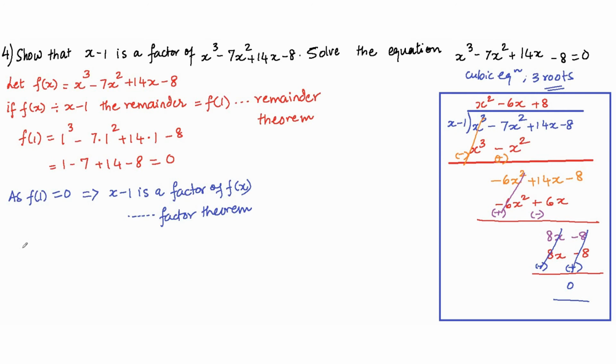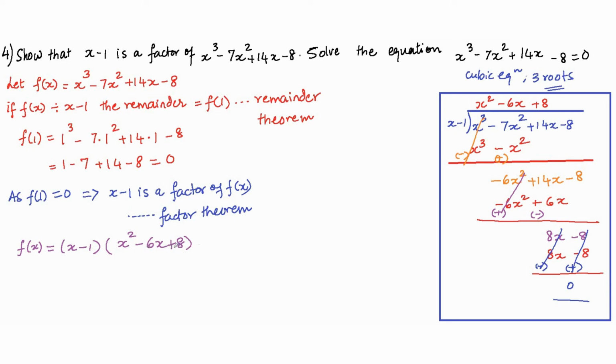So now if you notice, my f of x is, let's write it in the factorized form. F of x is the divisor multiplied by the quotient, that's x square minus 6x plus 8, and plus the remainder is 0. And that's why we don't write this part, because plus 0 adds no value.